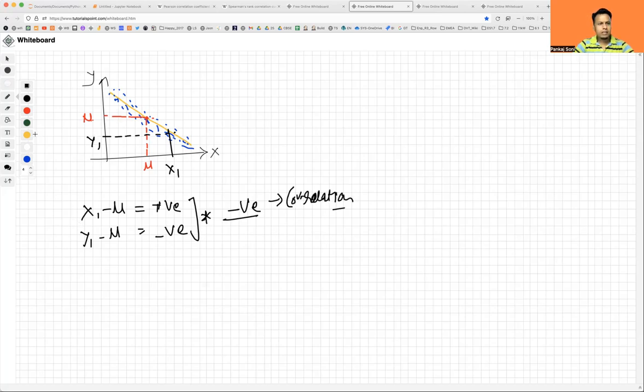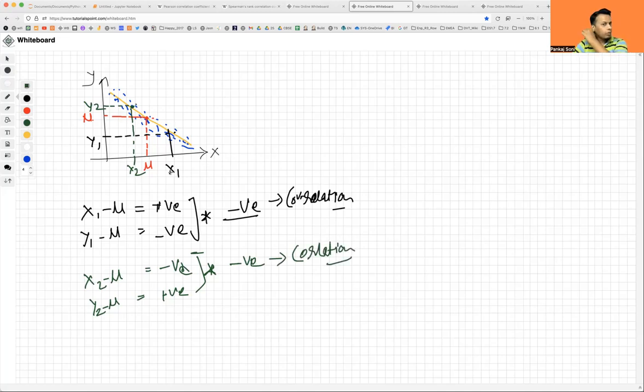Okay. Now in this case, let me take another value here. Let's say this is your x2 and this is your y2. So what will happen? x2 minus mu: x2 is lesser than mu, so this is going to be negative, and y2 minus mu: y2 is greater than mu, so this is going to be positive, correct? And if you take the product of this, what is it going to return? Negative value, correct? So it means negative correlation.